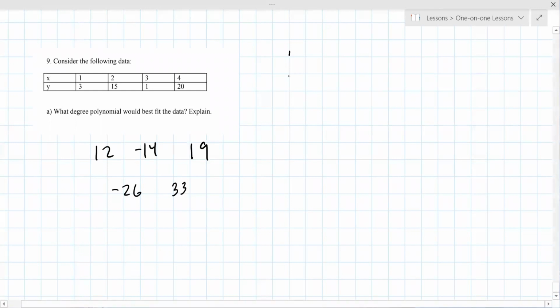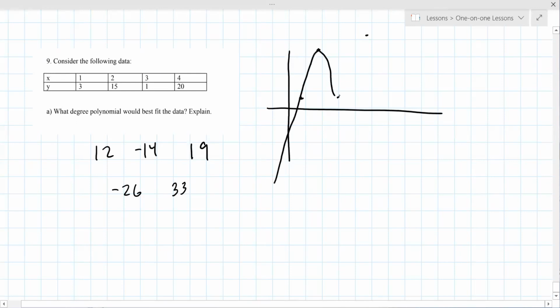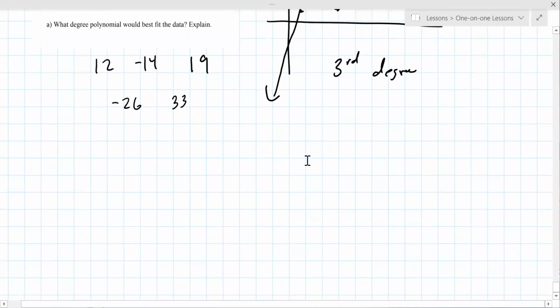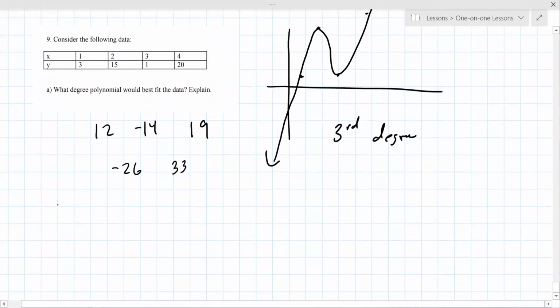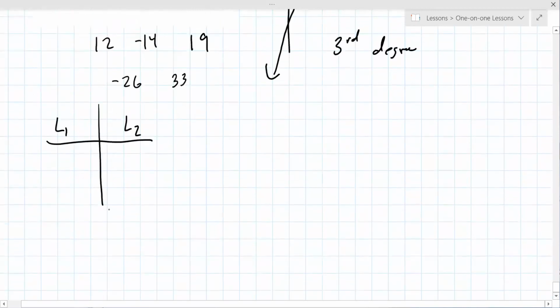I'm going to graph this briefly, really rough. So 1, 3, 2, 15, 3, 1, and 4, 20. So I'm guessing that it's something like this. My guess is a third degree polynomial. So do you know how to do polynomial interpolation in your calculator? Yes, no, maybe so. But I don't remember.